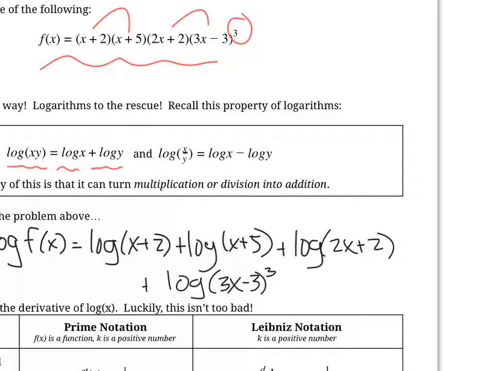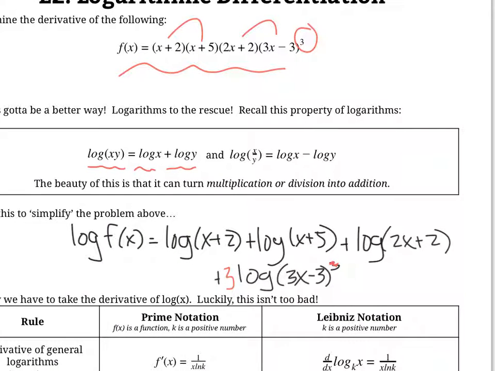And remember, another property of our logs is that we can move that 3 down in front of the log. So this actually looks pretty simple. We've just broken it up into a bunch of separate logs. And if we could take the derivative of those separate logs, we could take the derivative of the whole thing. And that's what we're going to do.